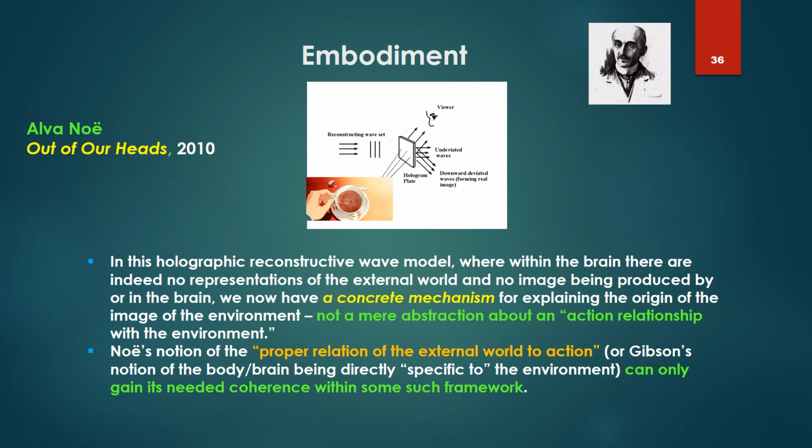So in the holographic reconstructive wave model of Bergson, there is within the brain no representation of the external world, no image being produced by the brain, and we have a concrete mechanism for explaining the origin of the image, not a mere abstraction about an action relationship with the environment. Noë's notion of the proper relation of the external world to action, or Gibson's notion of the body being directly specific to the environment, can only gain its needed coherence within some such framework.